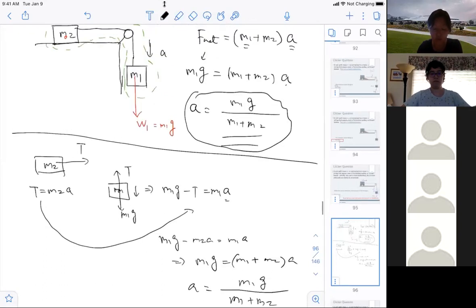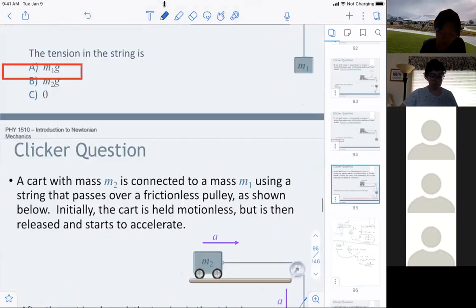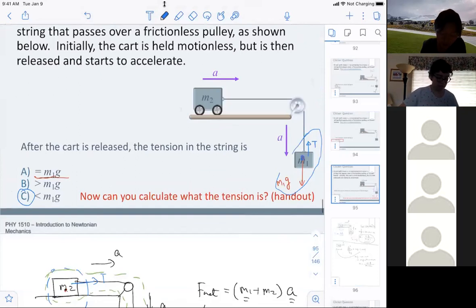Now to find the tension, this shortcut only gets us the acceleration. We still need to focus on one of the objects if we want the tension. It's probably easier to focus on M2, because if you isolate this object by itself, the only force that's speeding it up is tension. So tension is M2 times the acceleration, which is M1 G over M1 plus M2. So the tension is M1 M2 G divided by M1 plus M2.